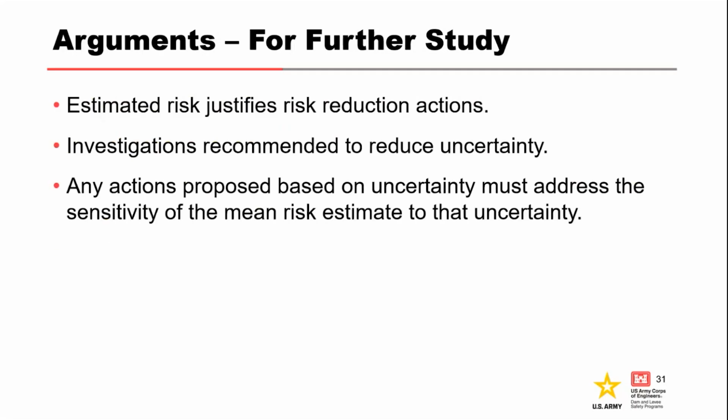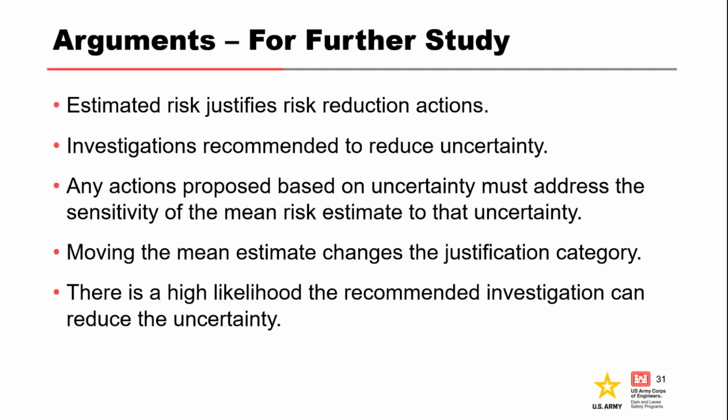So these are some arguments that can be made that you should evaluate for further study. Estimated risk justifies some sort of risk reduction activities, but there's quite a bit of uncertainty. So you should probably do some more investigations to try to reduce that uncertainty to see if that can change the mean risk estimate. And if moving that mean risk estimate changes the justification and changes the recommended path forward, then you should probably do it.